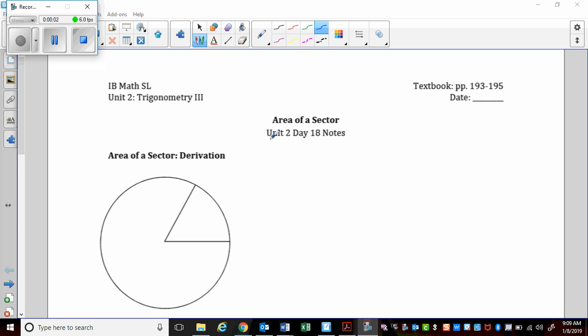Good morning. This is Unit 2, Day 18 notes. This is going to be the last day of trig, and we're going to go over area of a sector.